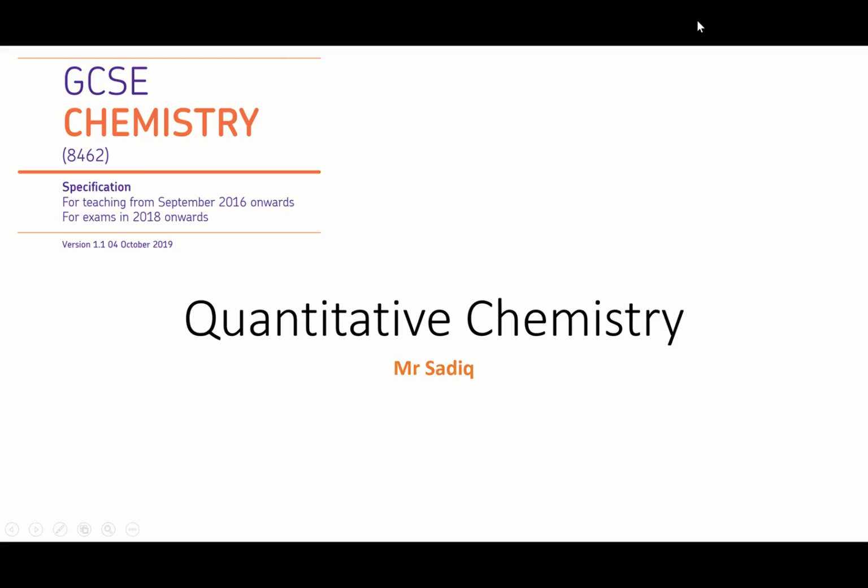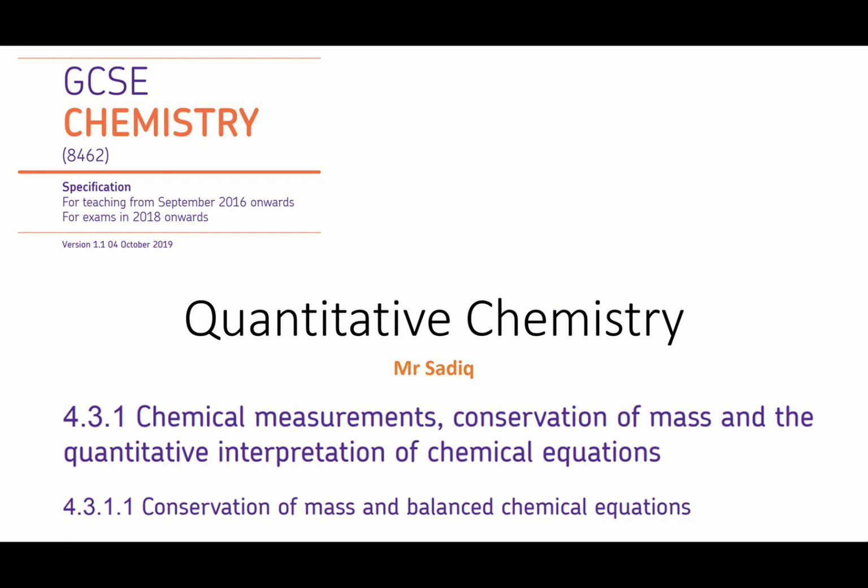Okay, today we're talking about quantitative chemistry. Now this is all about calculations, making things balance, accounting for all the constituents of an equation to quantify where things have gone. There are many equations we're going to do, but today we're going to talk about conservation of mass. That's 4.311. Unbalanced equations will be the next video.